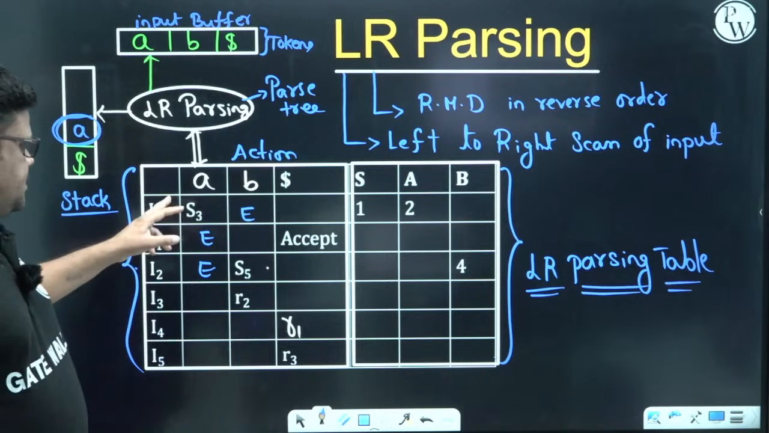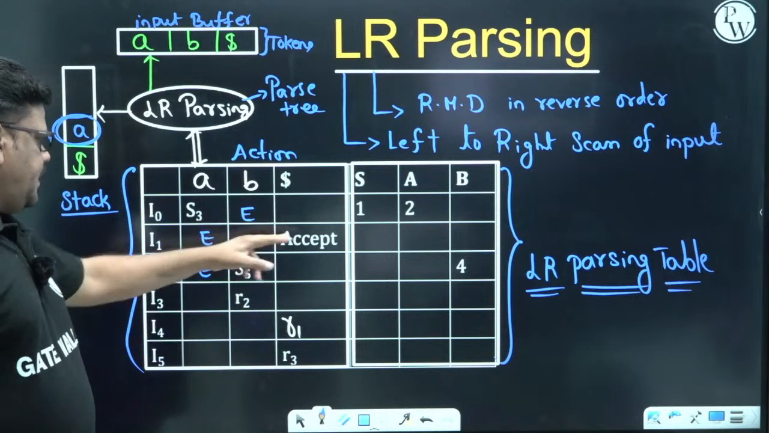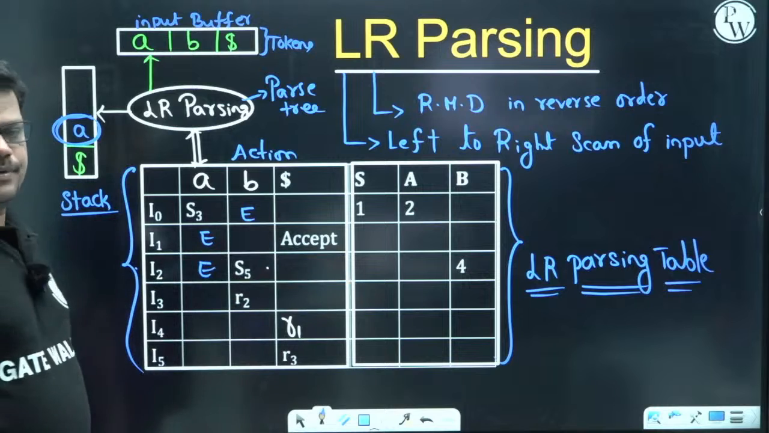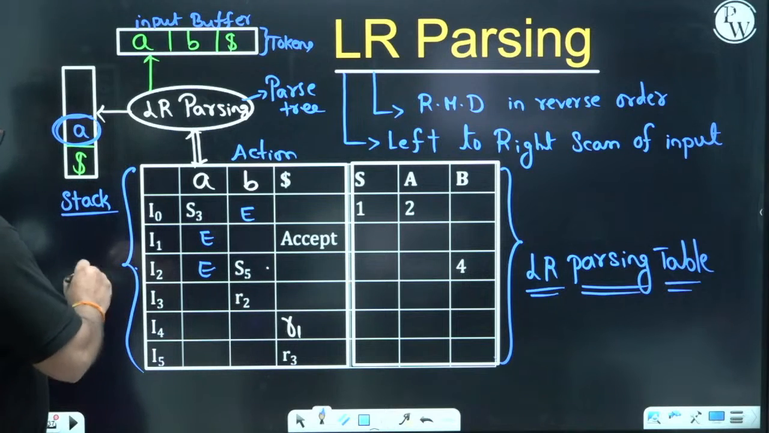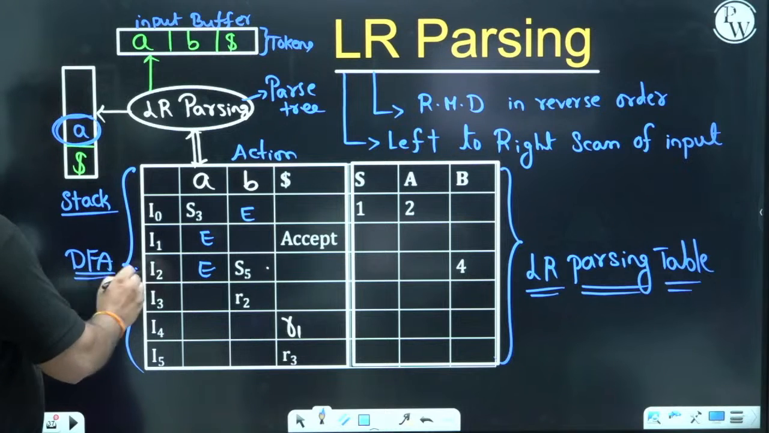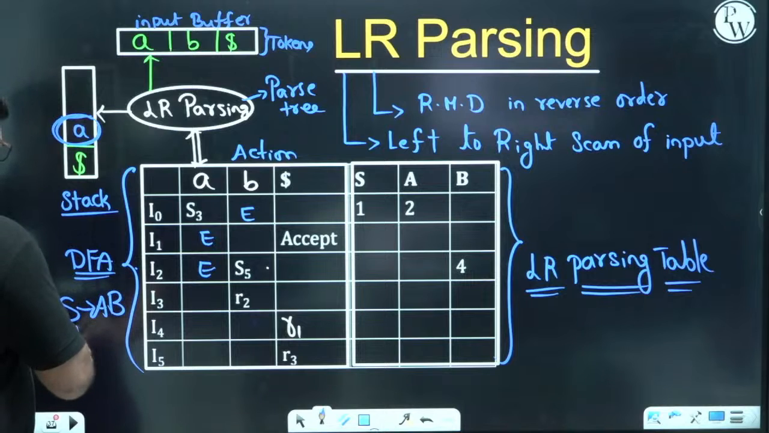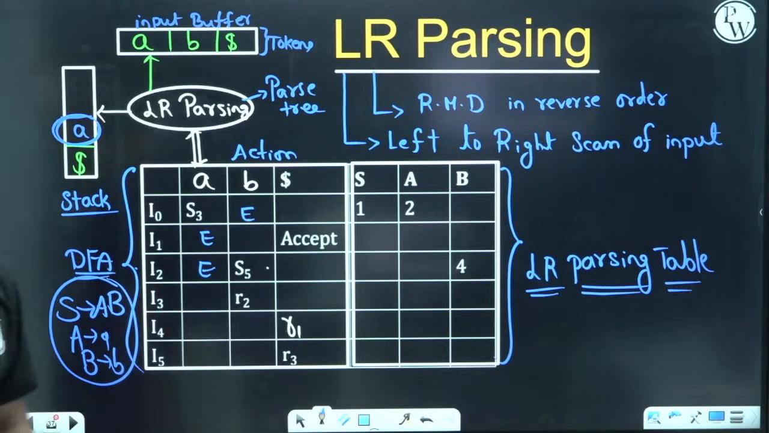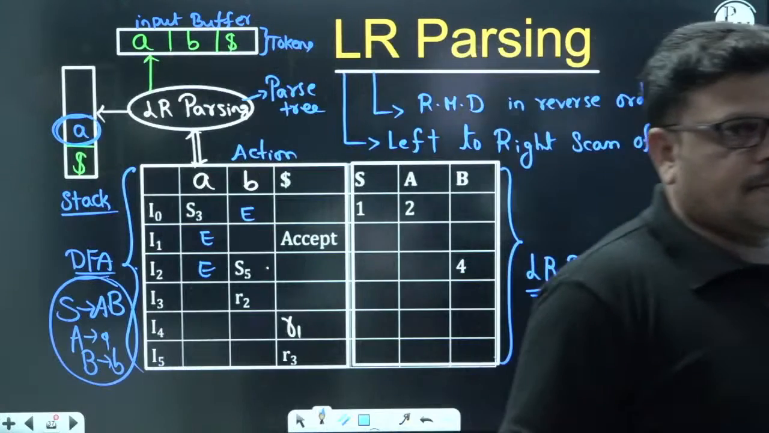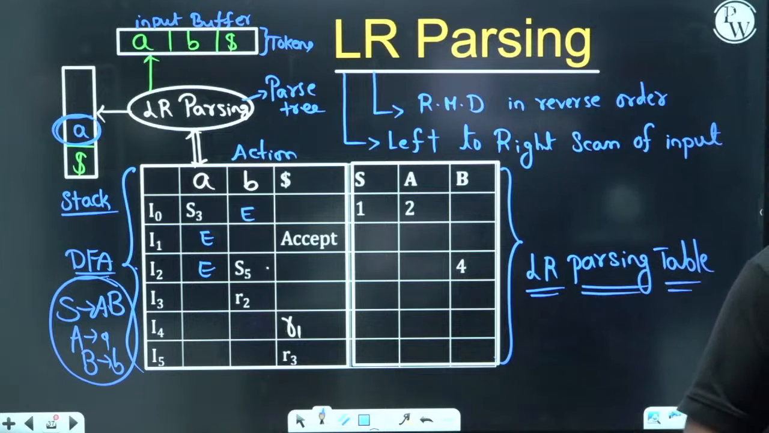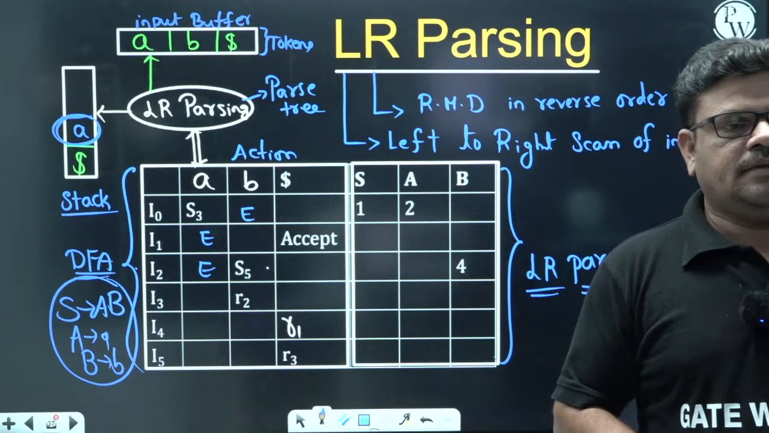So here shift actions, reduce, accept, error, states, and this table is designed by using some DFA, deterministic finite automata. So for the given grammars, all these things we are going to discuss now, how we can construct this table for the given grammars. Right.